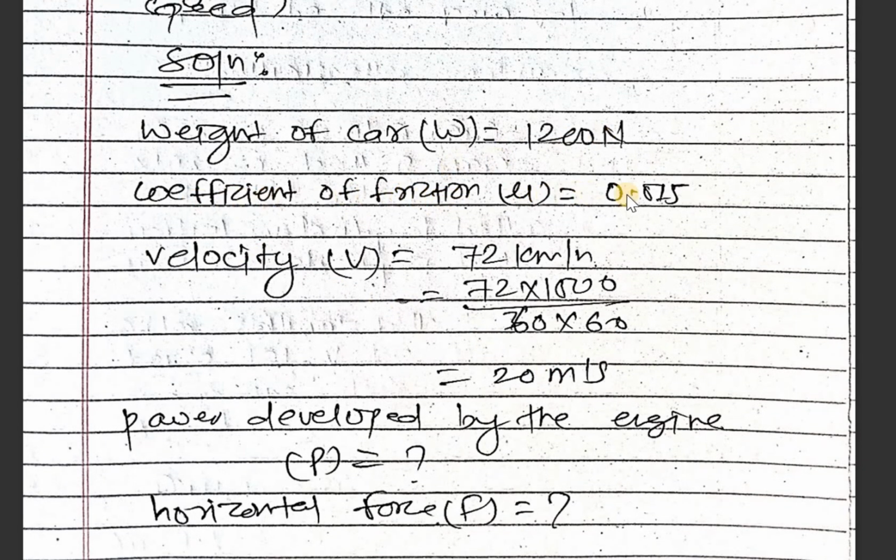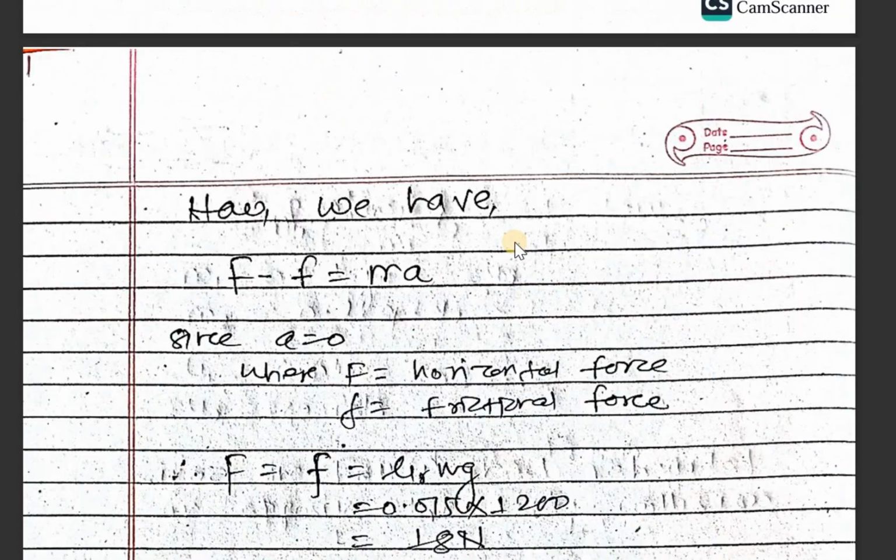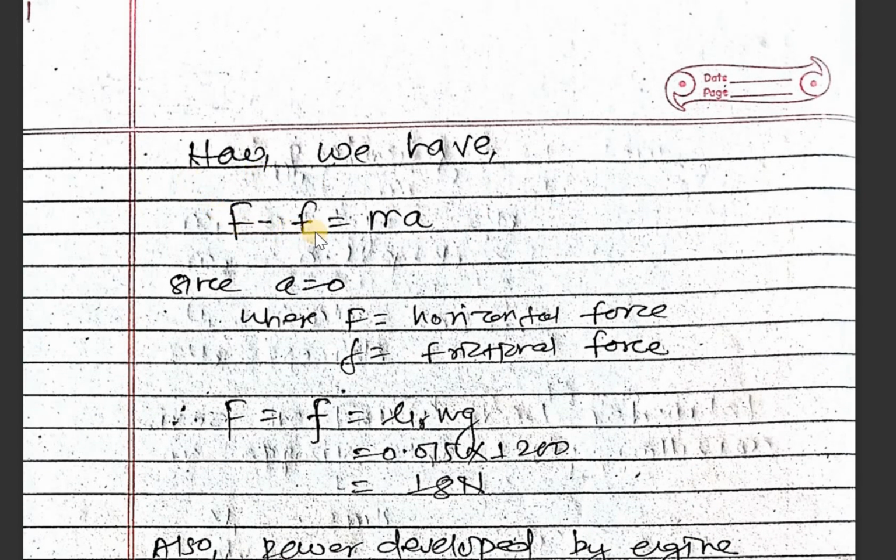First of all, weight of car 1200 Newton. Coefficient of friction 0.015, velocity 72 kilometer per hour. Then convert this into meter per second, we can get 20 meter per second. Power developed by the engine, P equal to what? And we will also find the horizontal force.